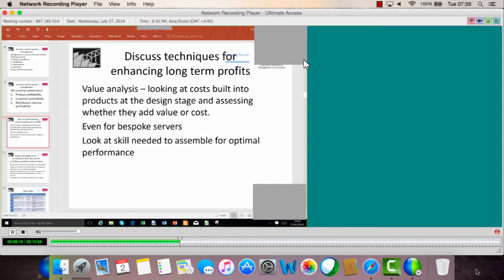Right, discuss techniques for enhancing long-term profits. Value analysis. It's well worth it for me to remind you what value analysis is, and then we can go on and think about it in the context of Sparkspace.